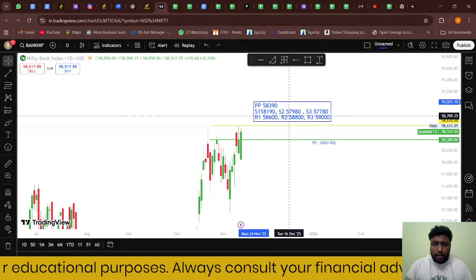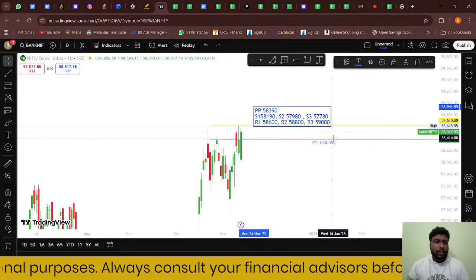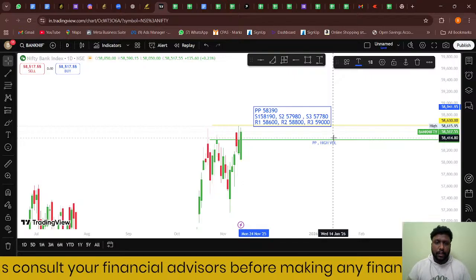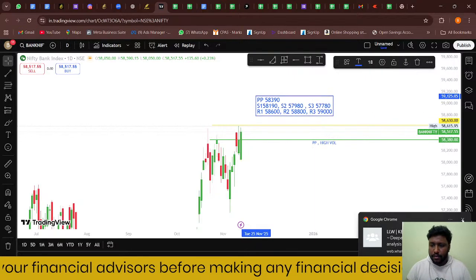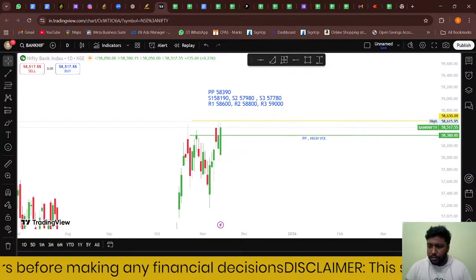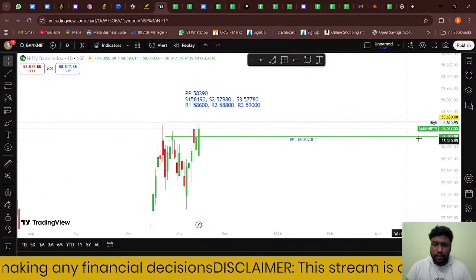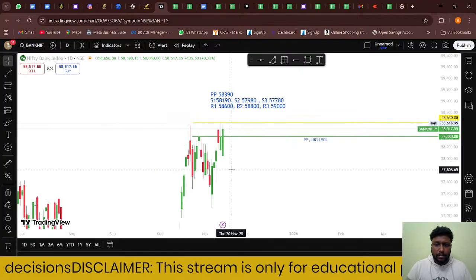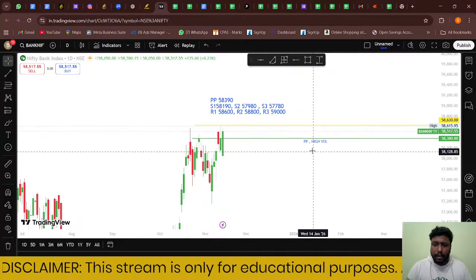So these are the levels for Bank Nifty with respect to the pivot point which we have calculated from previous days. So on 14th November, market closing high and low value. We don't have time for zoning this out. It is already 9:07. We'll check out the pre-market opening as well, and with respect to that, we will plot a plan for this.